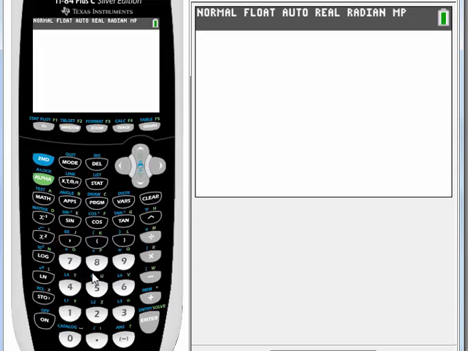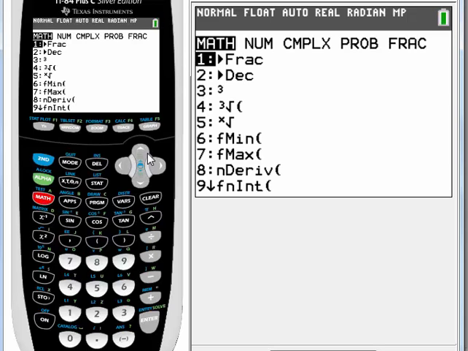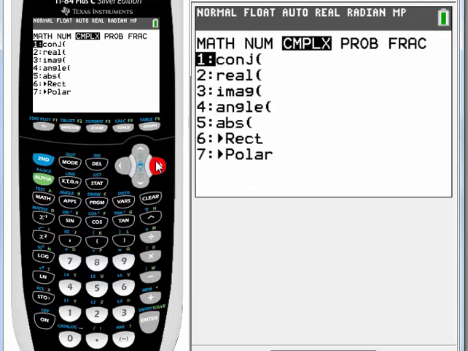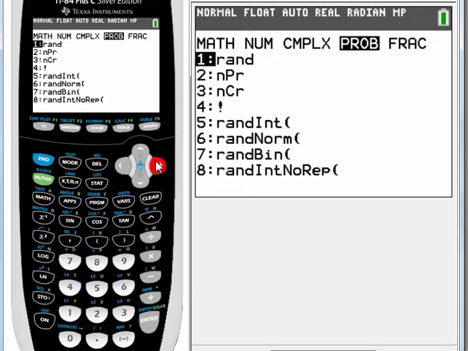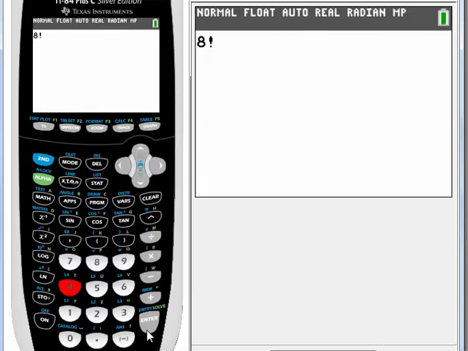Okay, let's say we want to know what 8 factorial is. I'd click on 8, then I click on the math button and I cursor over to probability, and under probability the fourth option is factorial, so I just hit 4. I could either cursor down to 4 or just click on 4, and there we go, 8 factorial, and I hit enter. 40,320.